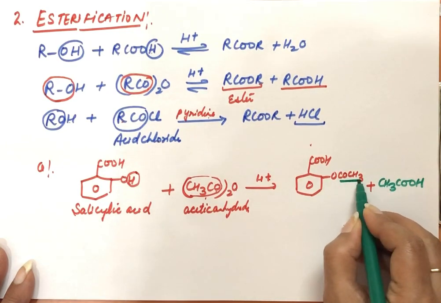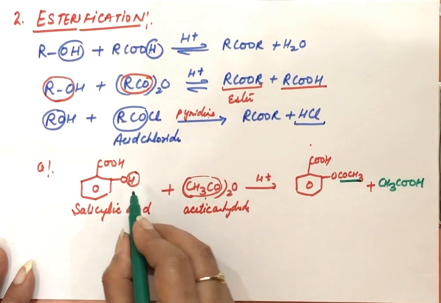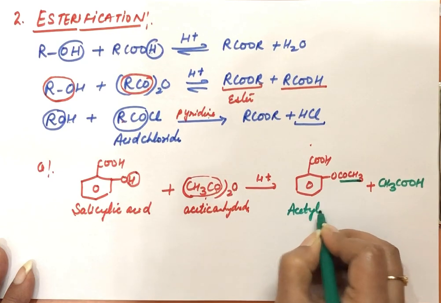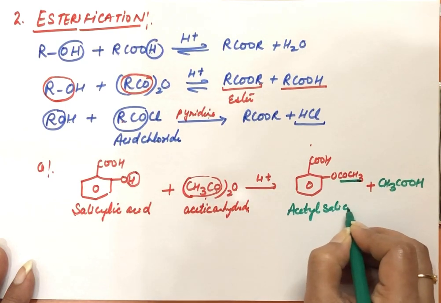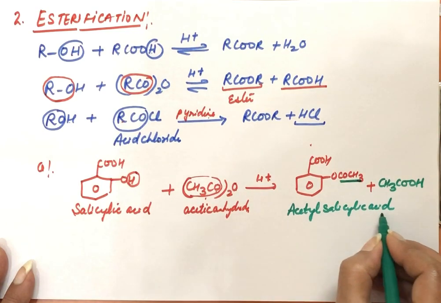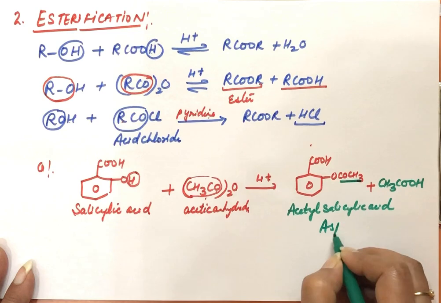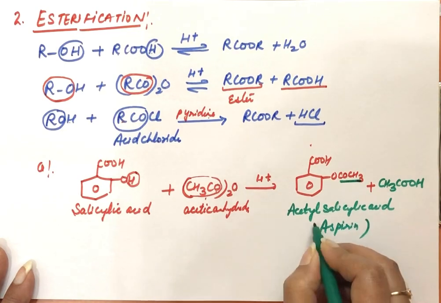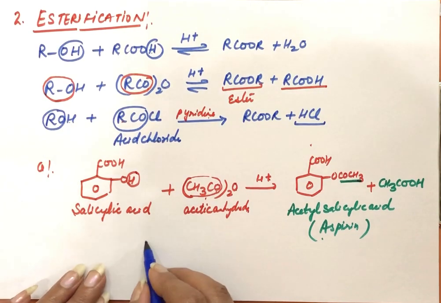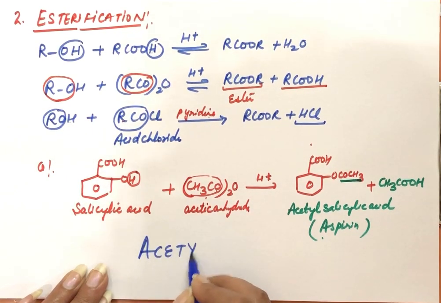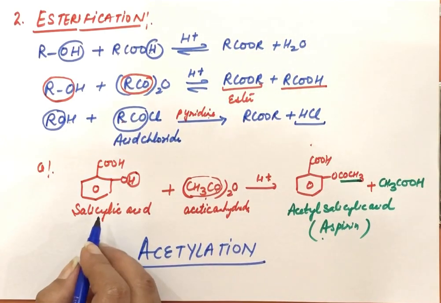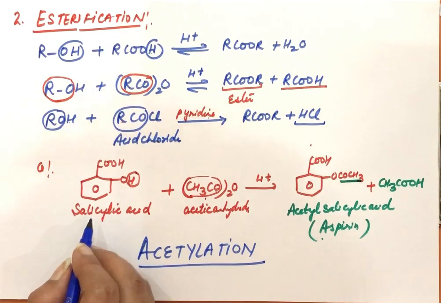This introduction of the acetyl group in the OH, that is in the alcohol or phenol, is known as the acetylation reaction. This compound is called acetyl salicylic acid, commonly known as aspirin. And the name of this reaction, like I said, is the acetylation reaction. So this is an example of the acetylation reaction of salicylic acid.